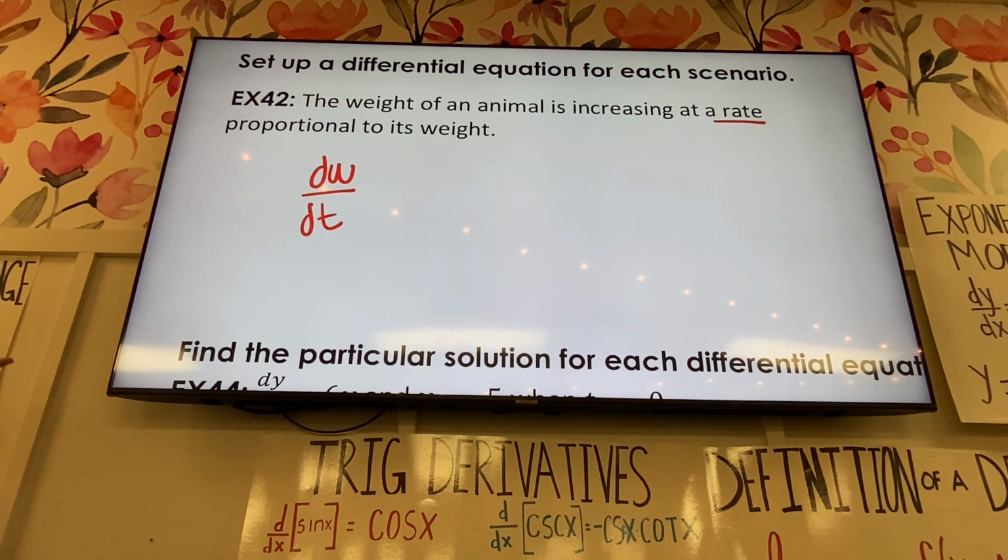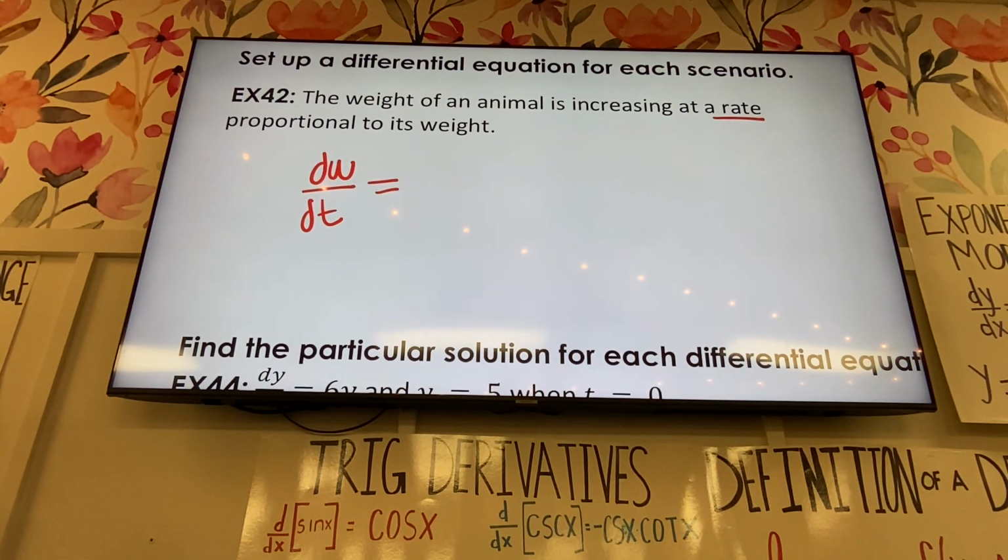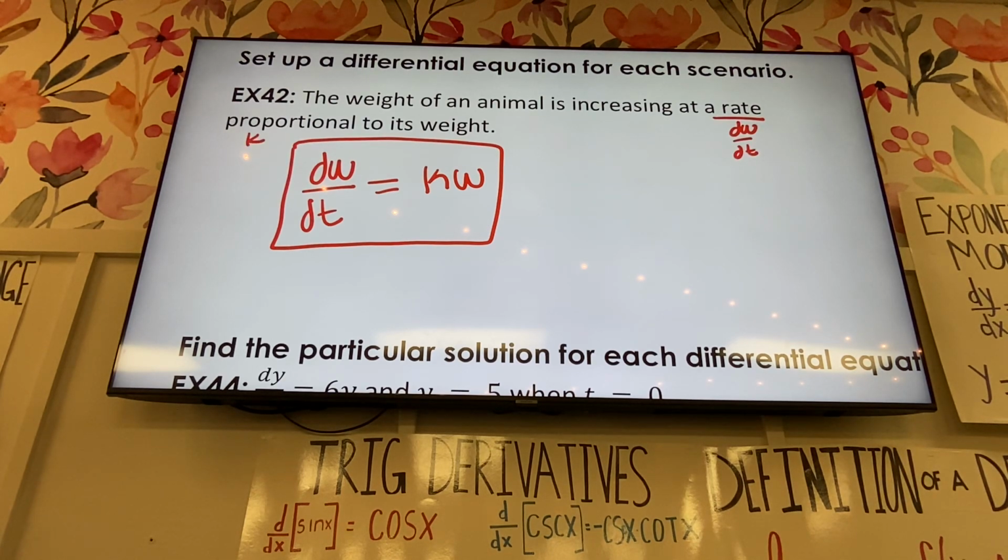So the rate you're increasing is proportional. That means I'm going to have some kind of k value, that's your constant of proportionality, to its weight, w. It's proportional to the weight, so kw. All right, so the rate part is your dw/dt, the proportional part is your k, and then the weight part there is your w. And that's kind of how you take the words and write it as an equation.